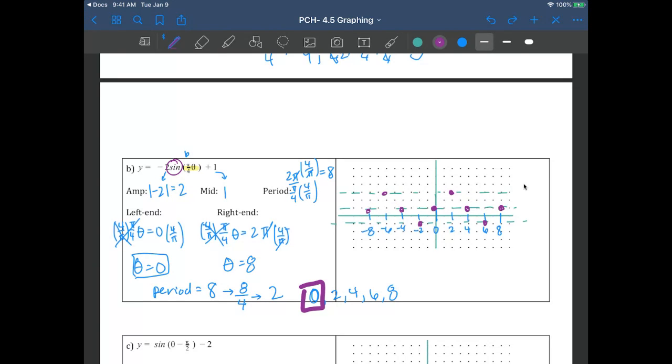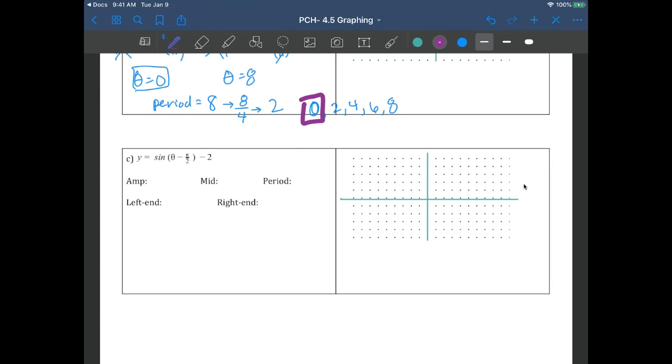Whoa, things got crazy. Okay, last one. So a sine function, again, it starts in the midline. Our amplitude this time is 1. Our midline is at -2. In our period, it's 1 theta, so 2 pi divided by 1 gives us 2 pi.